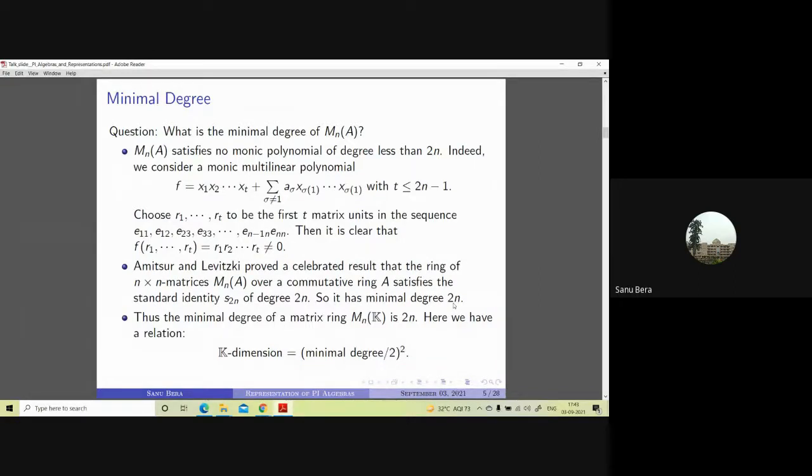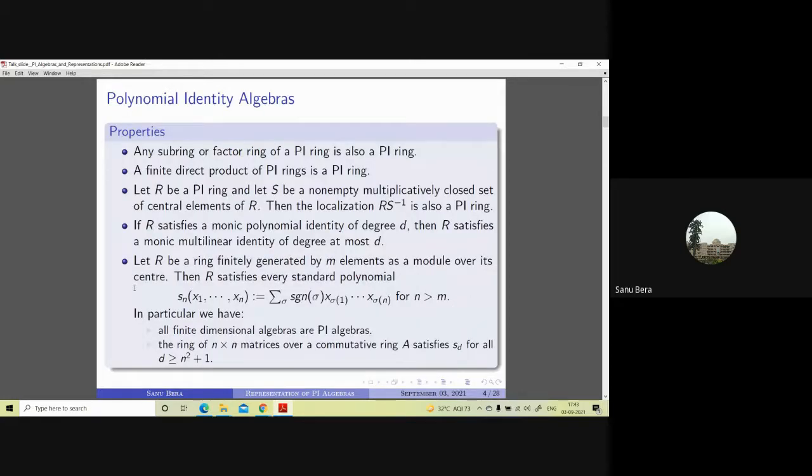Next we will see what the exact value of its minimal degree is, and how it is computed. First we will show that the matrix algebra over a commutative ring does not satisfy any identity of degree less than 2n. So next we will say more about that. First we will show that no monic polynomial of degree less than 2n is satisfied by M_n(A). Here it is enough to consider only multilinear polynomial identities, because if R satisfies a monic polynomial, then we can change it into a multilinear polynomial.